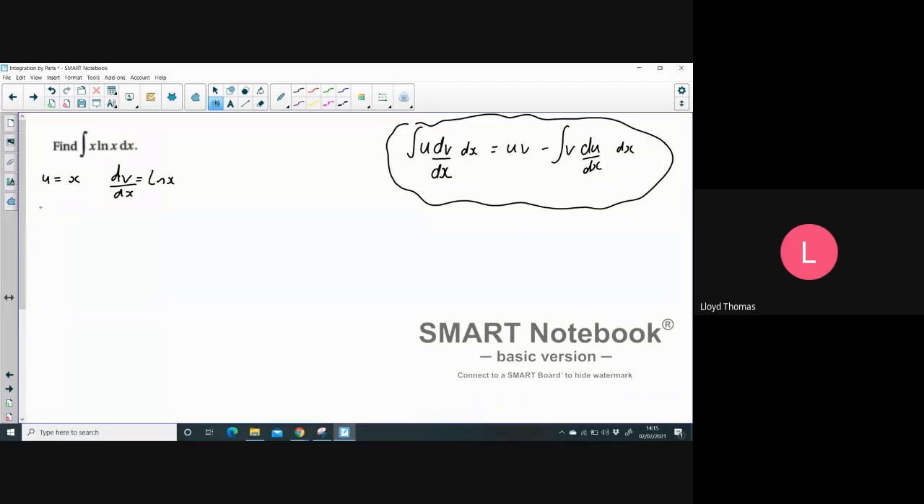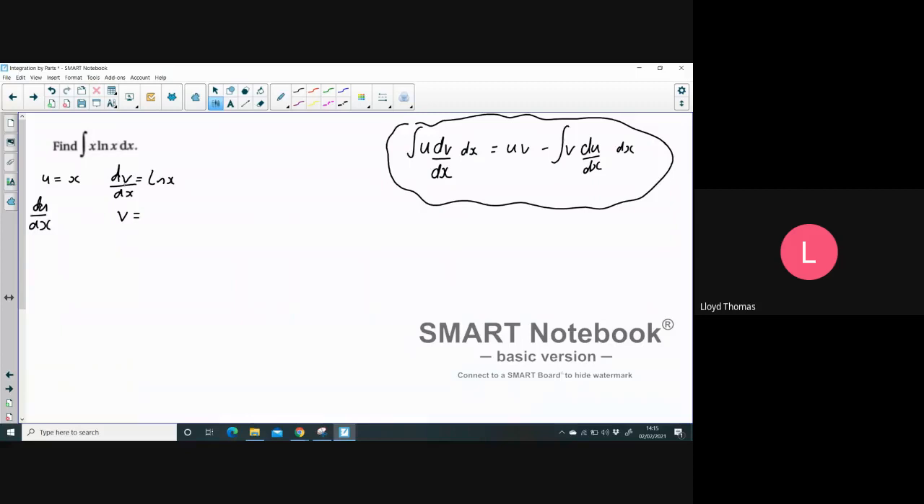So we're going to have to find du by dx for this one. We're going to have to find v for this one before I substitute anything in. Well, the issue isn't with x, because if you differentiate that, it comes out to be 1. The issue is with this term.